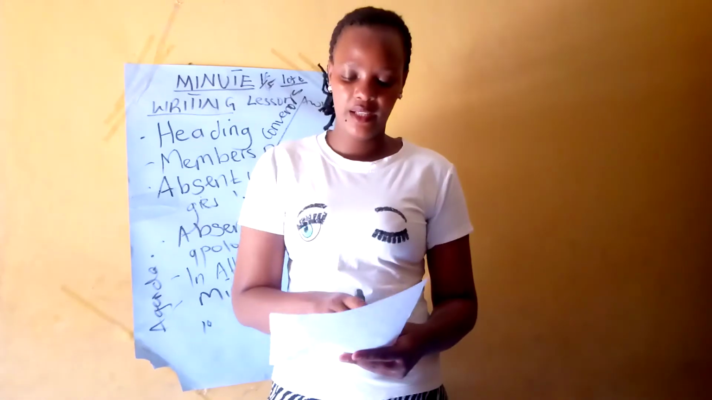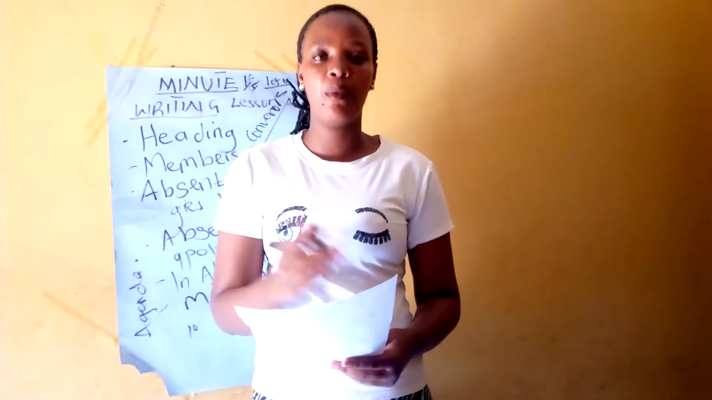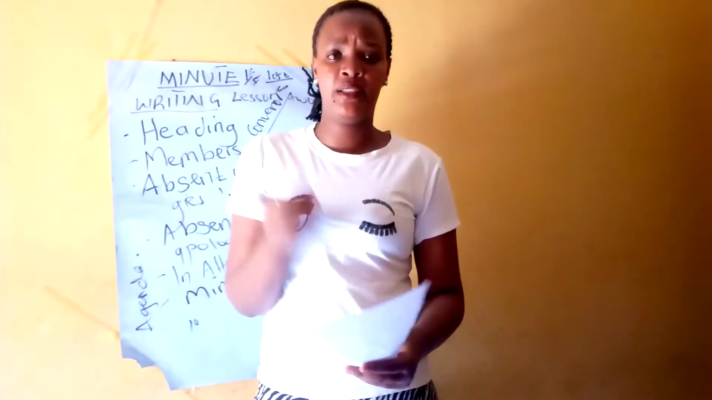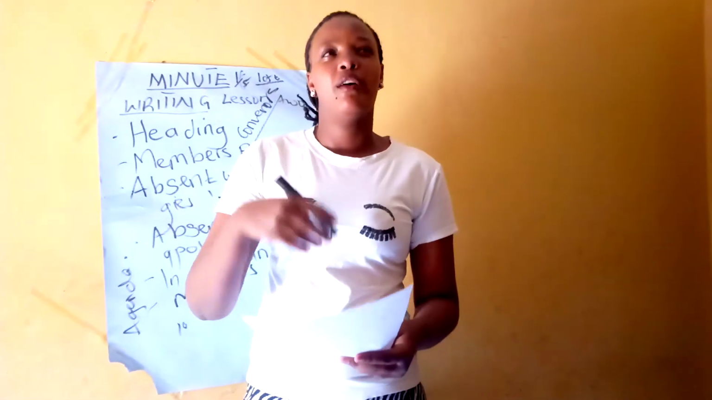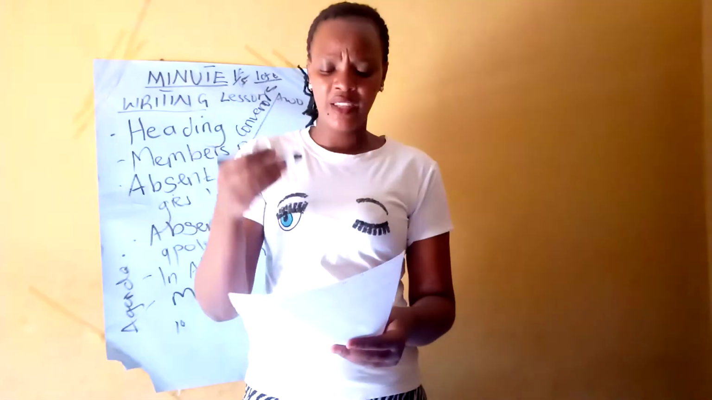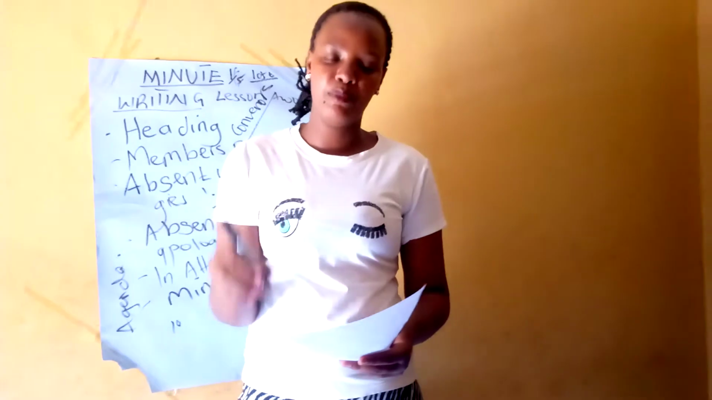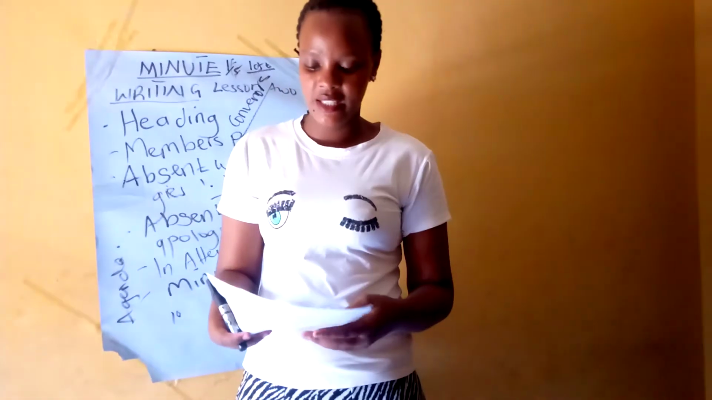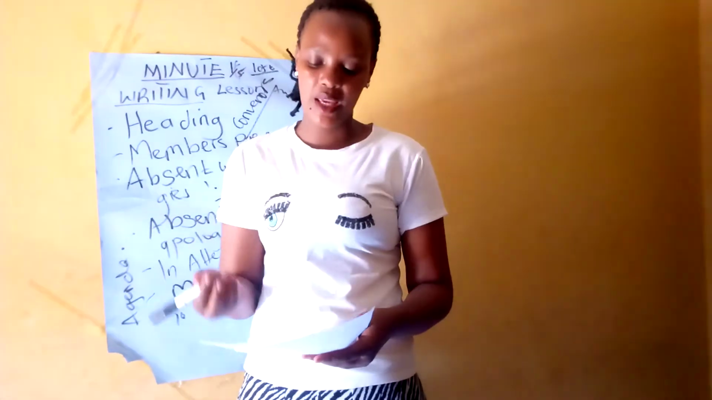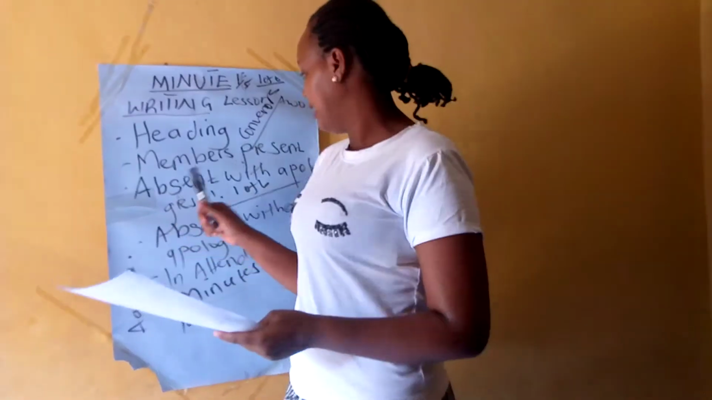Then another point, which is in attendance. In attendance is different from the members present, though it is somehow related. When you're in a meeting, you may find you have invited some guests. So under in attendance, you write the guests who have attended the meeting. Sometimes guests are invited, and such guests' names are listed here.